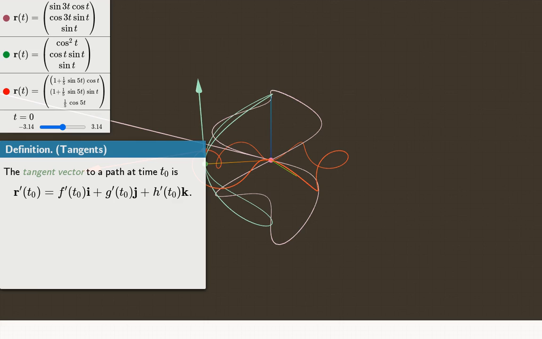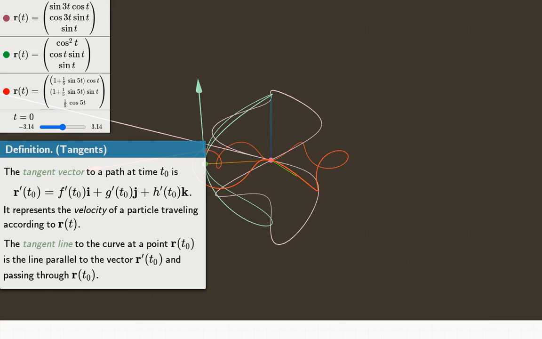So the tangent vector represents velocity. If you think of r of t as describing the position of a particle in space at time t, then r prime of t will be its velocity vector at time t. Then the tangent line of a curve at a point is the line which goes through that point and which is parallel to a velocity vector you could have at that point. So it's the line of all possible velocities you could have at that point on the curve, traveling on the curve.